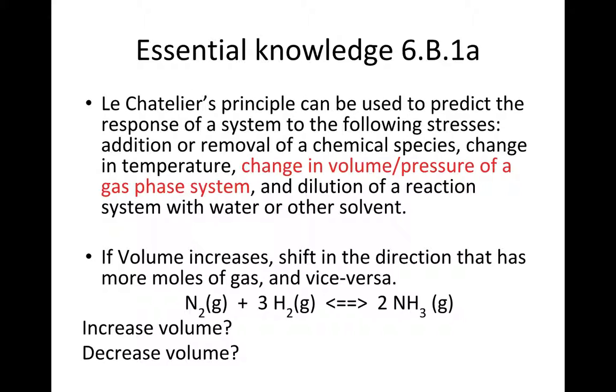So an increase in volume would lower pressure. You would shift to the left in order to counter the effect. Decreasing volume would raise pressure. You would shift to the right to counter that effect, because shifting to the right would lower pressure, as 4 moles of gas would turn into 2. So with changes in volume or pressure of a gas phase system, you will shift in the direction that has more or fewer moles of gas to allow you to fill a larger container or a smaller container.